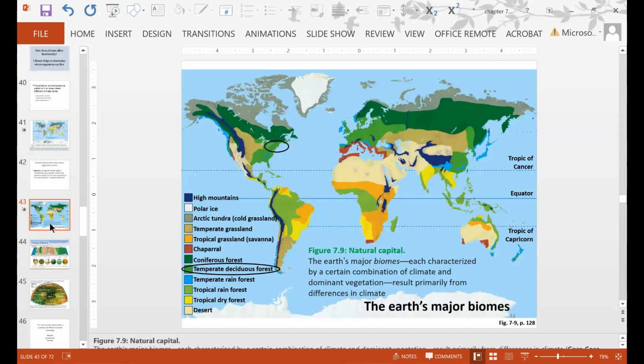So, here are the major biomes. You have your Arctic tundra, temperate grassland, chaparral, coniferous forest, temperate deciduous forest. So if you look at this color green, it's this color green here. We live in the temperate deciduous forest biome.